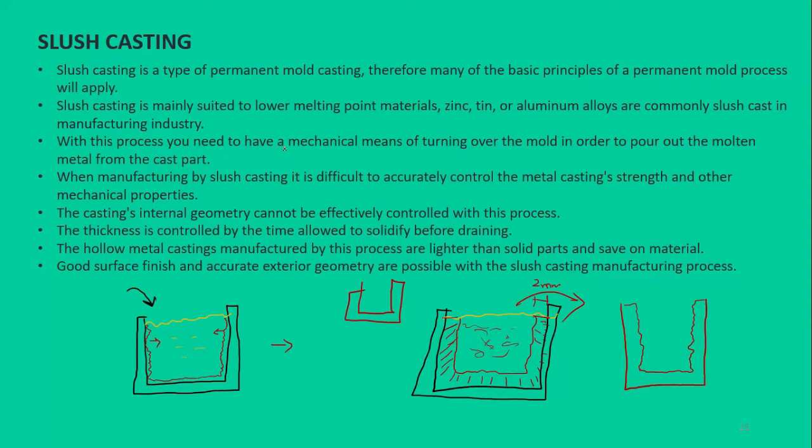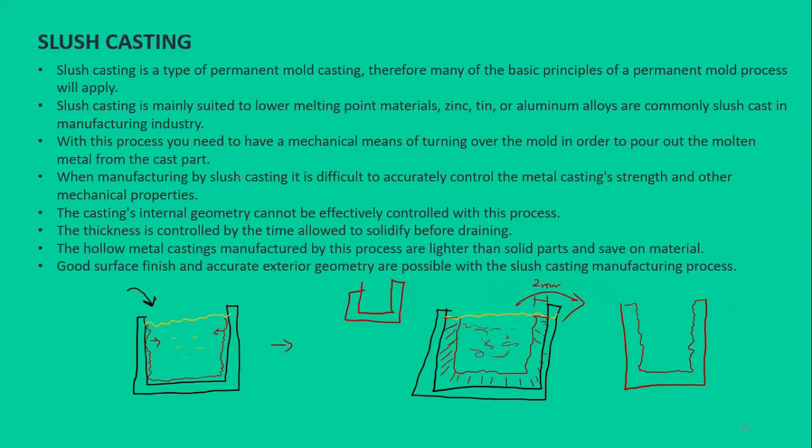With this process you need to have a mechanical means of turning over the mold in order to pour out the molten metal from the cast part. So obviously once you have the slush here, you have achieved your desired thickness, so you need to have some mechanical means to pour the remaining slush out.